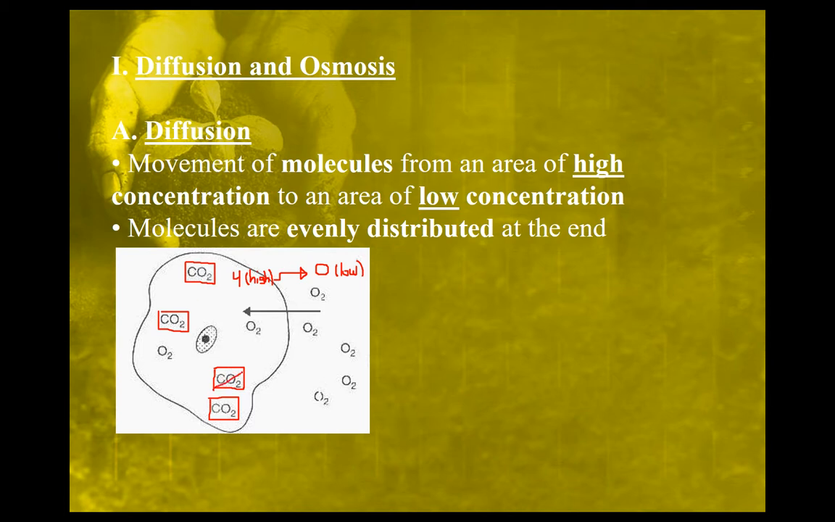So maybe this one and this one move to the outside. And if they move to the outside, you then have a CO2 here. You then have a CO2 there. And then you would have 2 on the inside, 2 on the outside. You've kind of reached this equilibrium state where you have the same number on the inside and the outside.